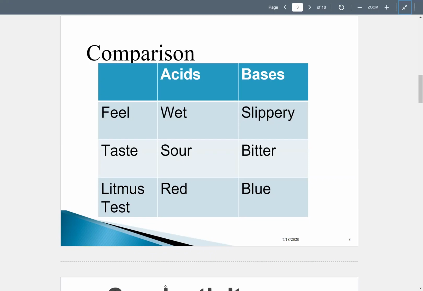So if you happen to get some chemicals on you and they feel like soap, they are not soap. They are probably a base. They are probably hurting you. You need to wash them off as soon as possible.